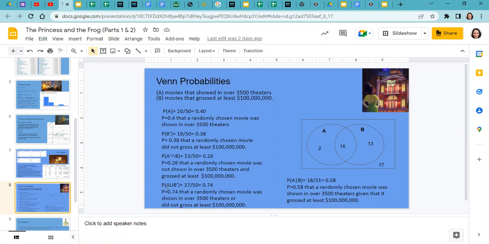The probability that it's A or not B, so that includes everything in A and everything that's not in B. So that includes these because they're in A and these because they're not B. And this is the probability of A given B. So we already know that a movie is in circle B, so that means our denominator is 31 because these are the only ones we're considering. And out of those 31, how many are also in A? These 18 right here.